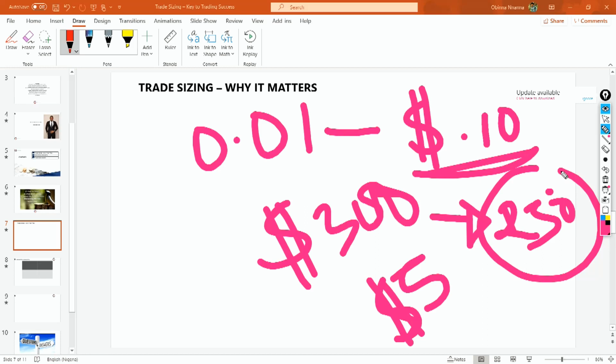As opposed to, let's imagine you decide to use 4 micro lots, where each trade is worth 40 cents. Or worst of all, you decide to use a mini lot where each trade is worth $1. Now, if you're risking 50 pips per trade on average, and you lose 10 trades back to back, each trade will cost you about 50 pips, will cost you $50.